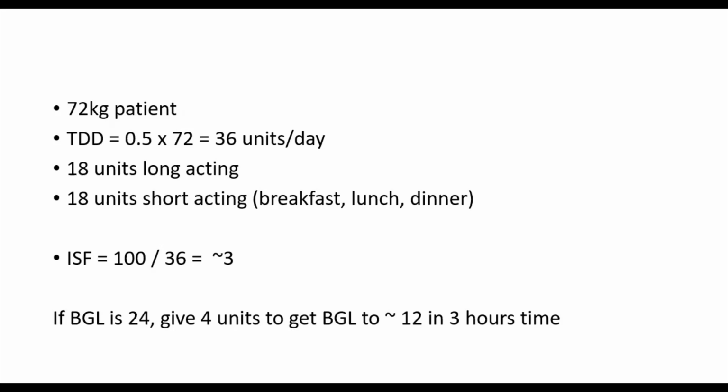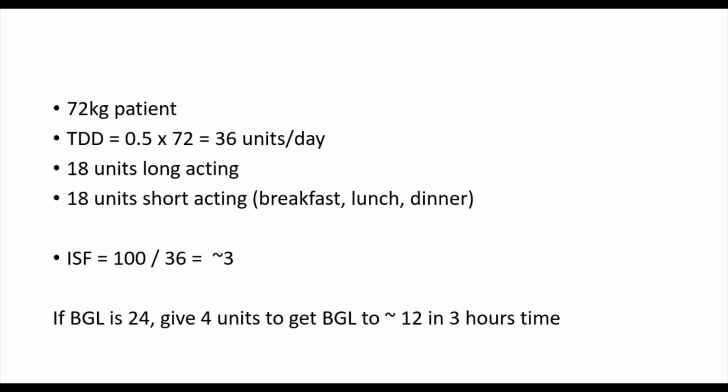This 18 units of short-acting can then be split between breakfast, lunch, and dinner. So for example, 6 units for each meal, assuming that they eat roughly the same size meals. You can use this calculation to work out how much long-acting insulin you should give the patient prior to transitioning them off the insulin infusion.